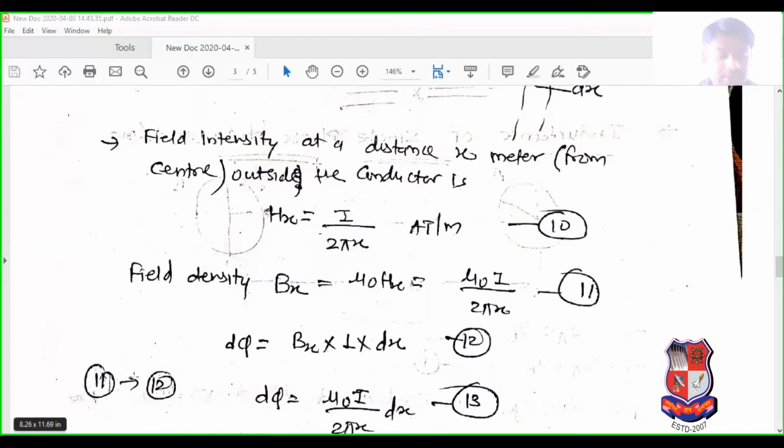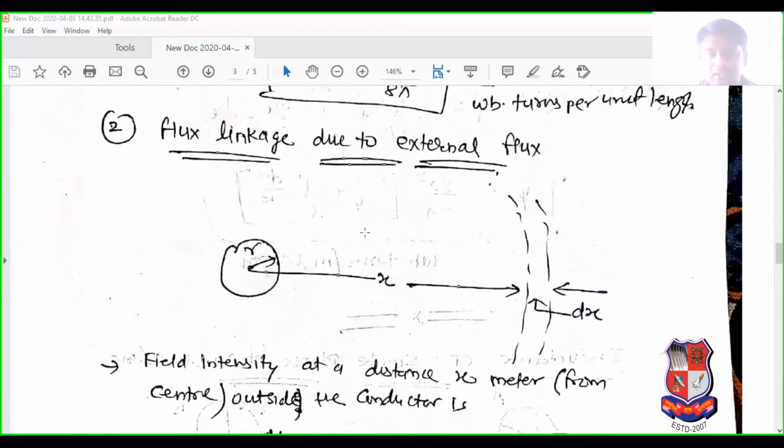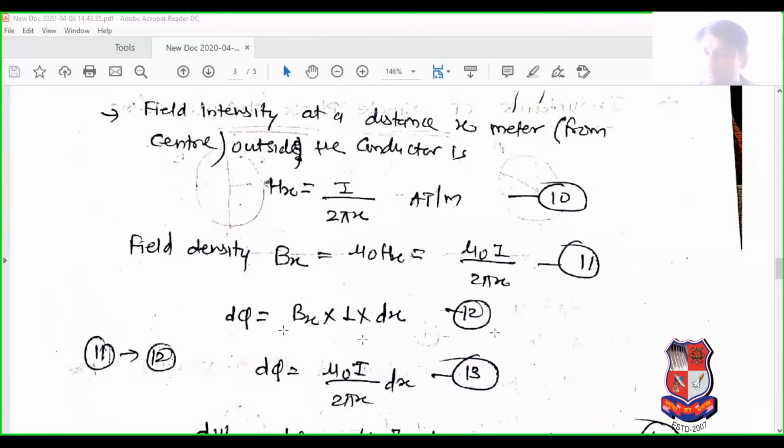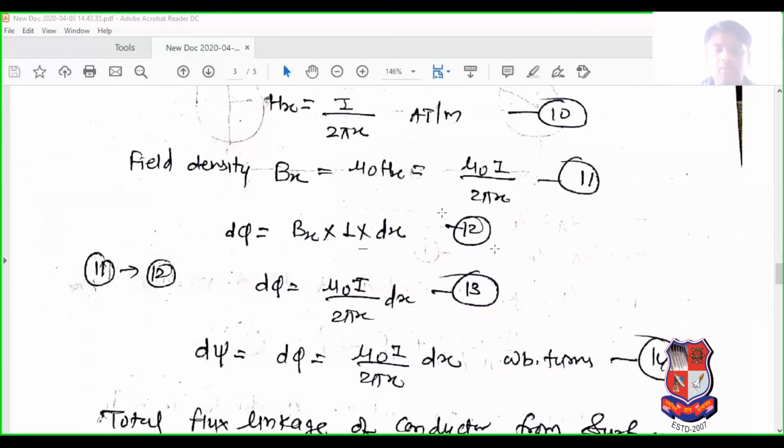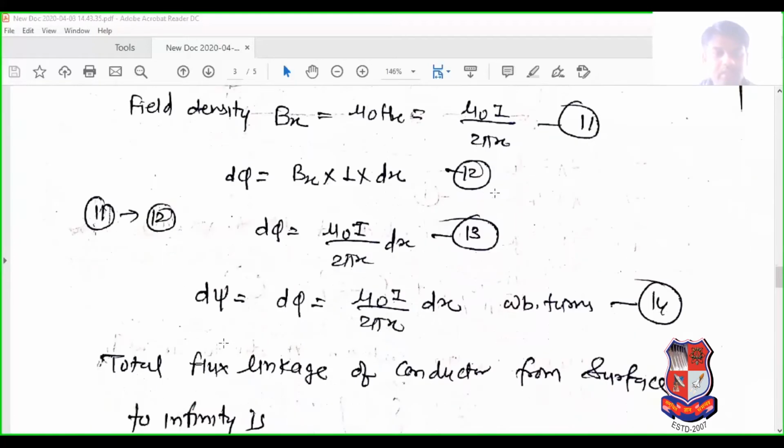Now flux d phi is through a cylindrical shape, right? Of the radial thickness is dx and the axial length is 1 meter. So the field intensity times length is 1 into dx. Put the value of Hx, so mu 0 into I divided by 2 pi x into dx. Clear? So what is d psi?